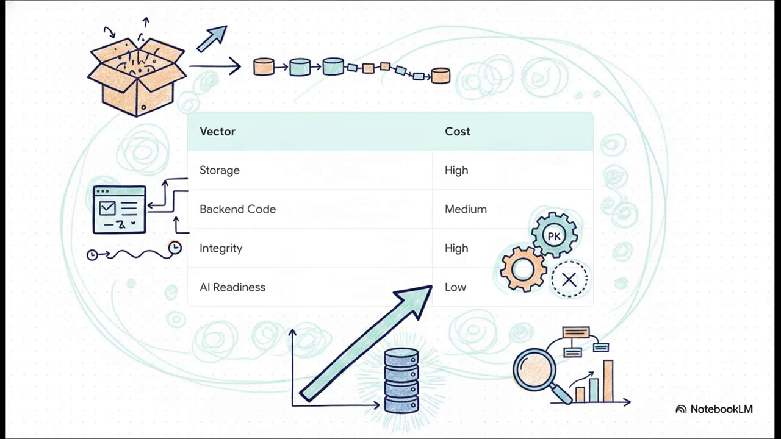But check out that bottom row, AI feature readiness. The friction here is incredibly low. You get zero performance degradation on your production user environments during massive model training runs. And honestly, for modern data-driven companies, that benefit drastically outshines the extra storage overhead.